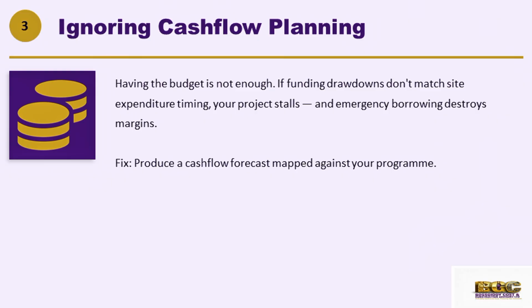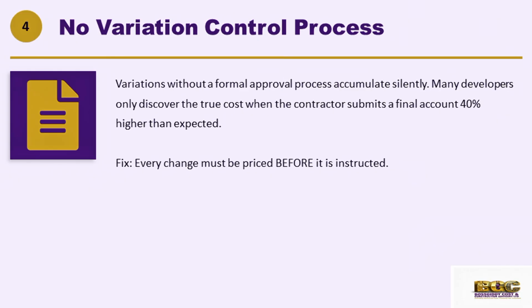So mistake number 4 is no variation control process. Variation is very important because changes to the original scope of work are inevitable on any project. Quote me anywhere. The mistake is not that they happen. The mistake is having no formal process to approve, price, or even track them. I have seen projects where a developer had no idea how many variations had been instructed until the contractor submitted a final account that was 40% higher than the contract sum. You can imagine that. So you put a variation control register in place from day 1.